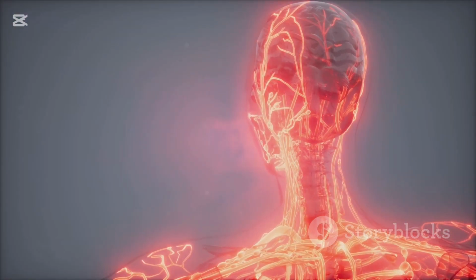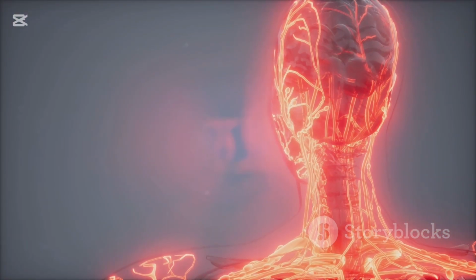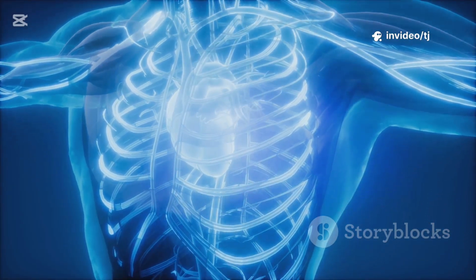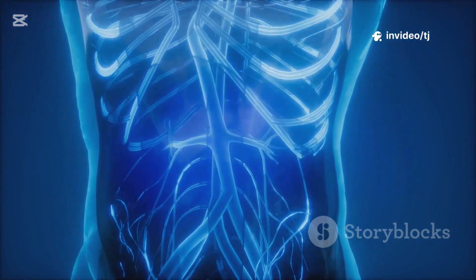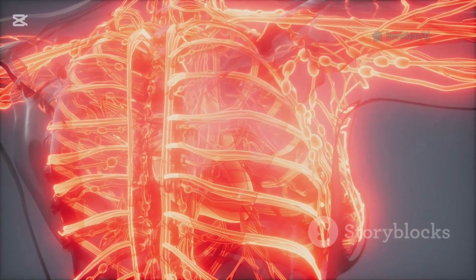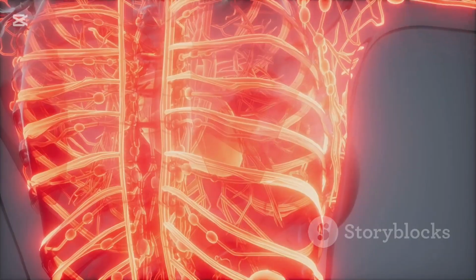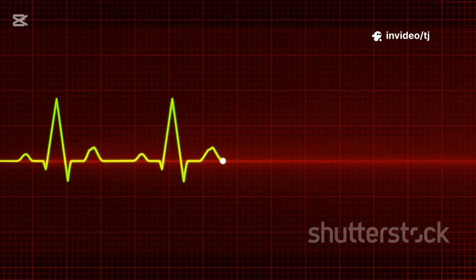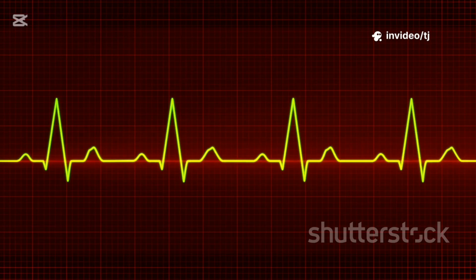The double pump action. The heart is effectively 2 pumps in one. Right side, pulmonary circuit: pumps blood to the lungs to pick up oxygen and release carbon dioxide. Left side, systemic circuit: pumps oxygen-rich blood to the rest of the body. The sequential contraction and relaxation of these chambers is what creates your heartbeat.